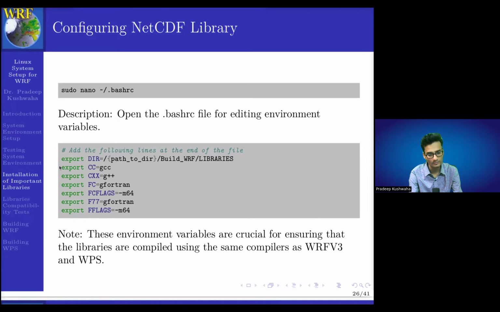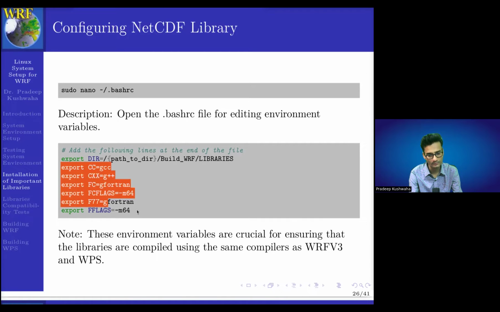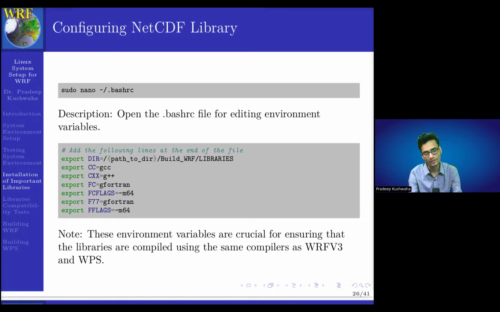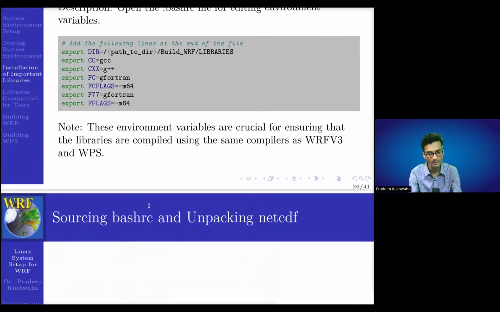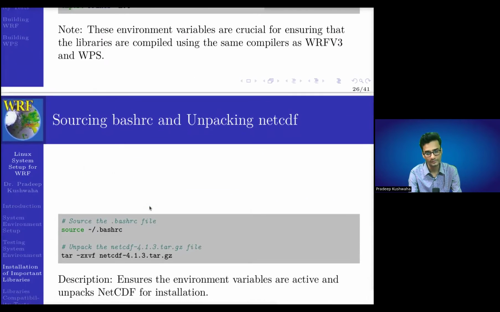And then you have to paste all these commands in your bashrc file. These environment variables are critical for ensuring that the libraries are compiled using the same compilers as WRF and WPS. If you make a mistake, for instance, if you compile these NetCDF and MPICH with a different compiler and then attempt to compile WRF with another compiler, it won't work. It will create a lot of errors and conflicts between libraries. So do not do this.